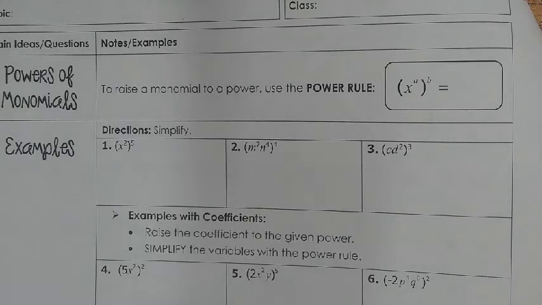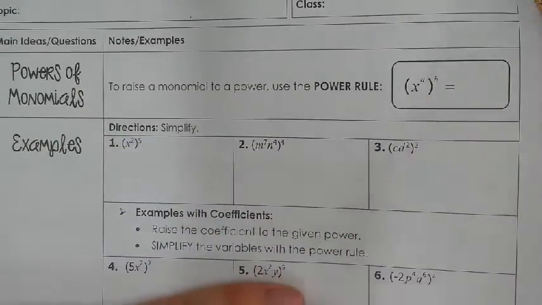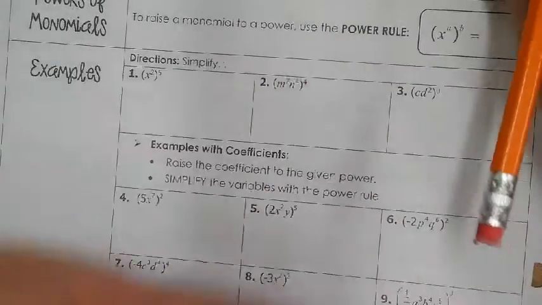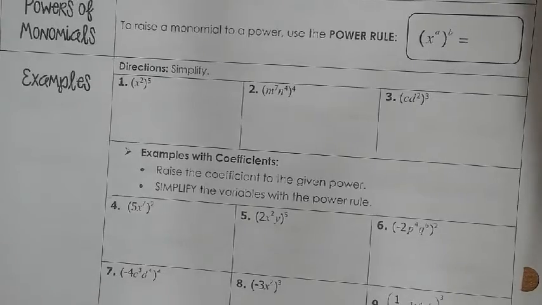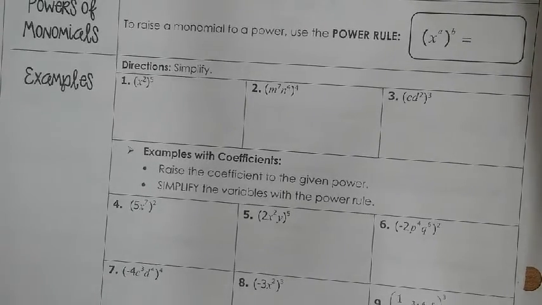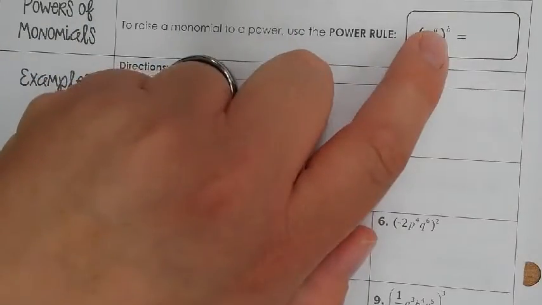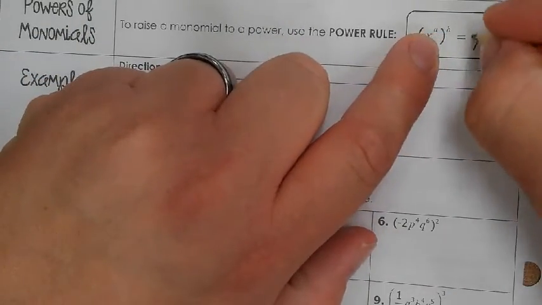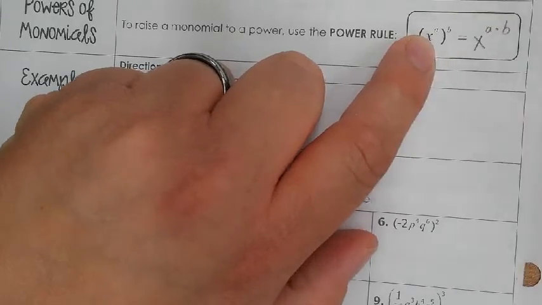The powers of monomials. To raise a monomial to a power, and power just means an exponent, so it's an exponent on the outside of the parentheses, use the power rule. Remember, for adding and subtracting, we just combine like terms that did not change your signs or exponents. Multiplying, we added, so powers, we're actually going to multiply. So this one is going to be A times B.